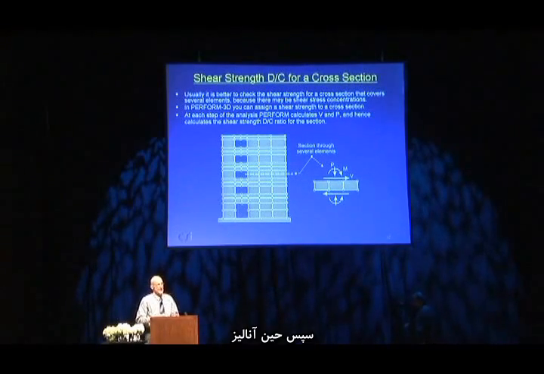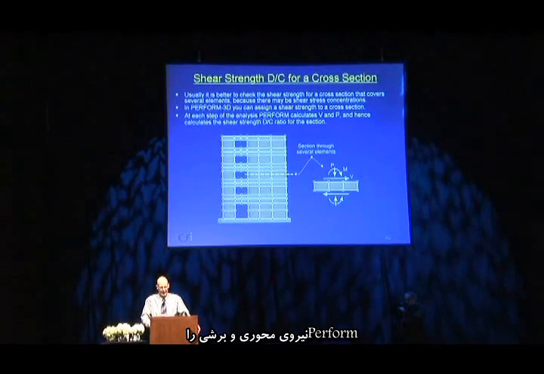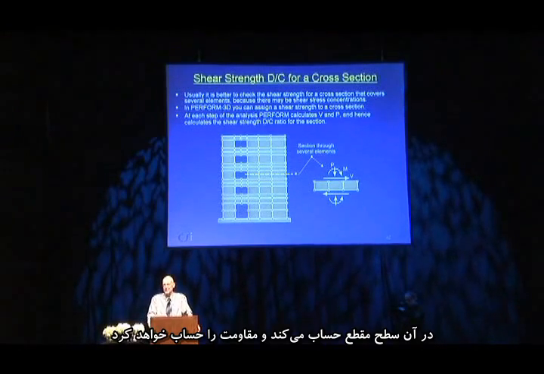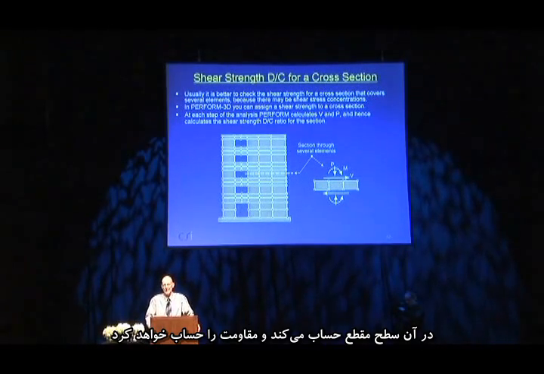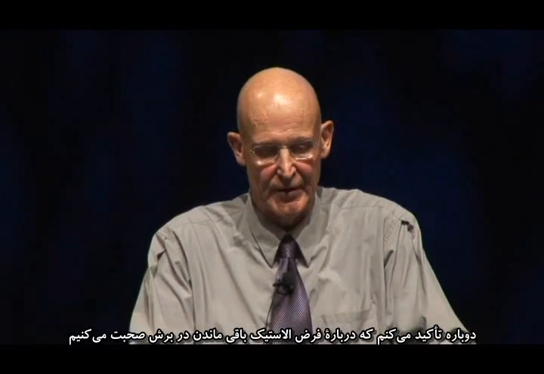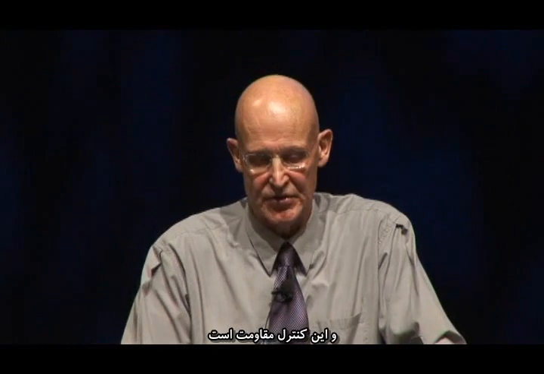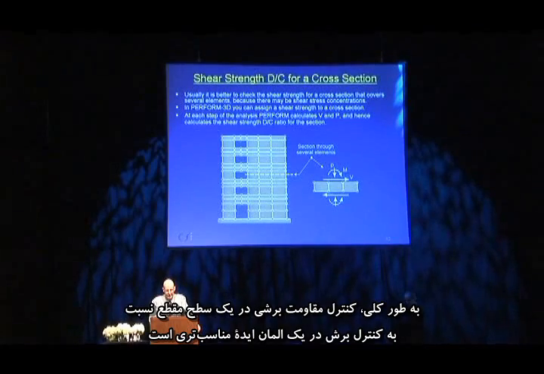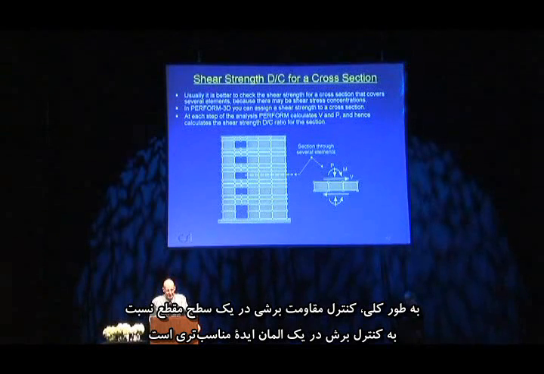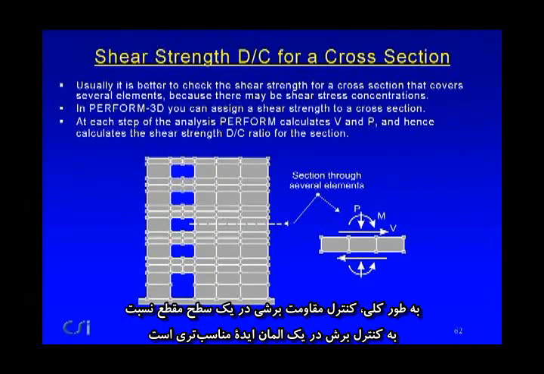And then during the analysis, Perform will calculate the axial force and the shear force on that cross-section, and will do the strength calculation. And again, let me emphasize we're talking here about the assumption that it remains essentially elastic in shear, so this is a strength check. And generally speaking, it's a better idea to check the shear strength on a cross-section than it is to check it on individual elements.